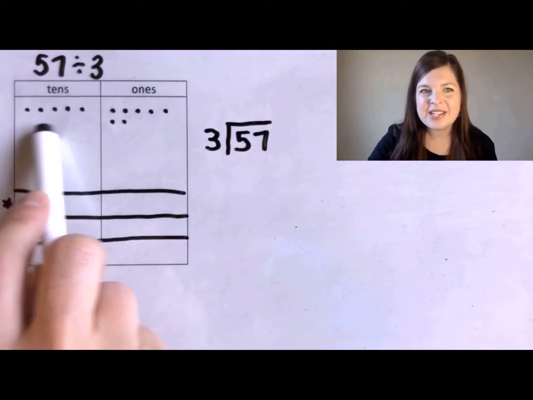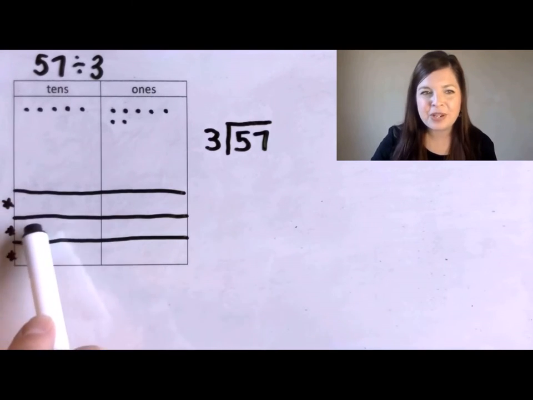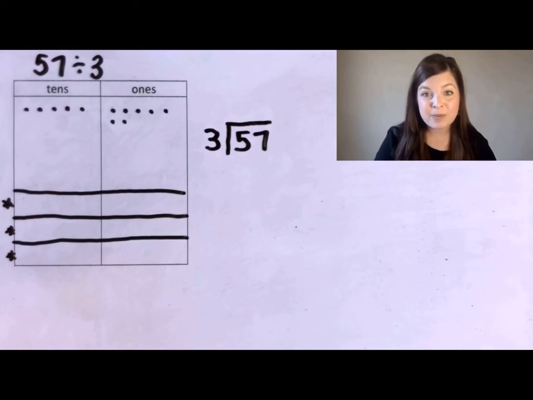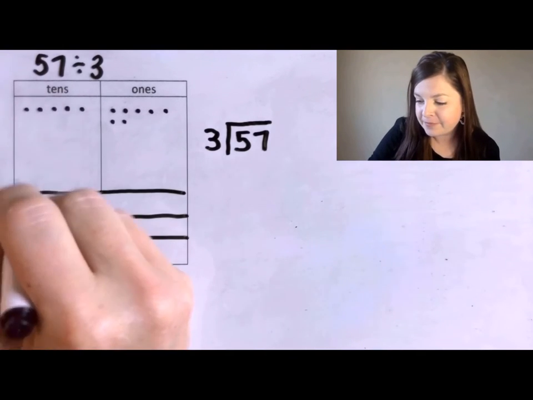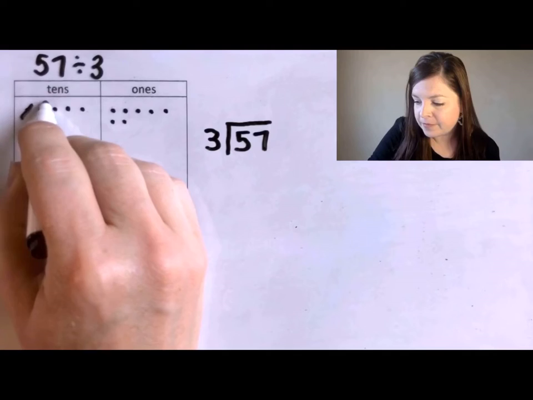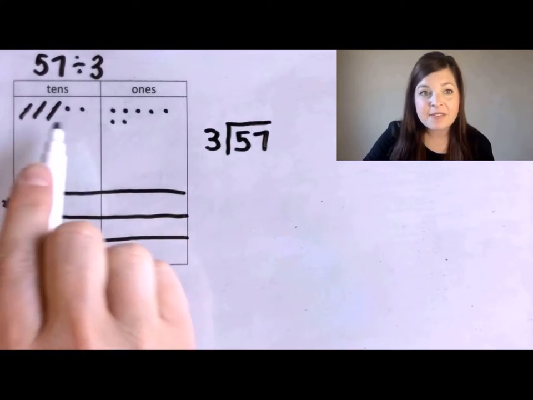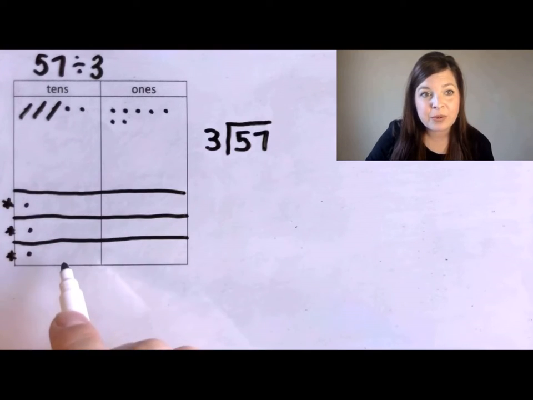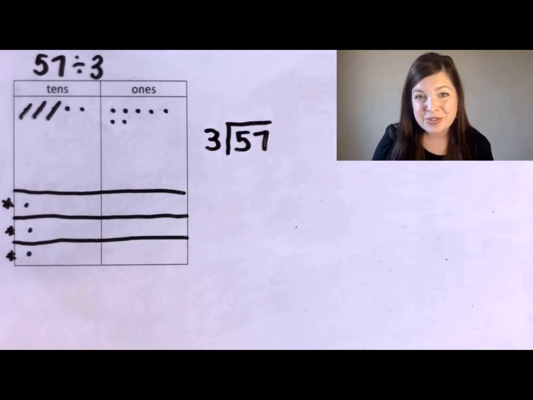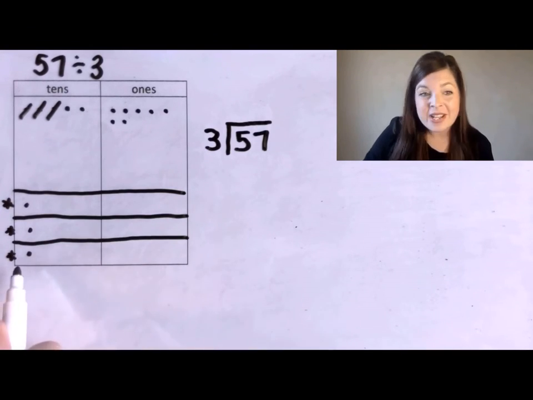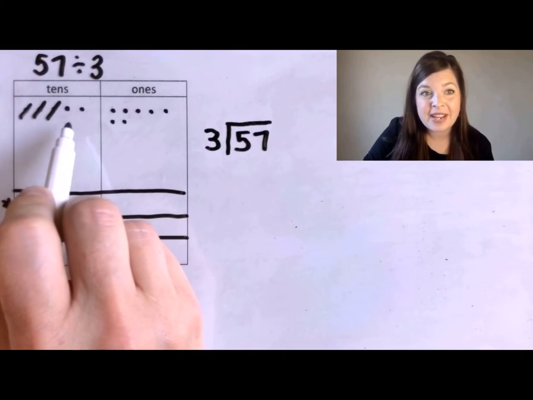So 5 tens divided by 3 groups. Let's distribute the tens that we can and cross off the tens that we use. So we had 5 tens to share equally with 3 groups. How many tens are in each group? 1 ten is in each group. And do we have any tens remaining? Yes, we have 2 tens remaining.